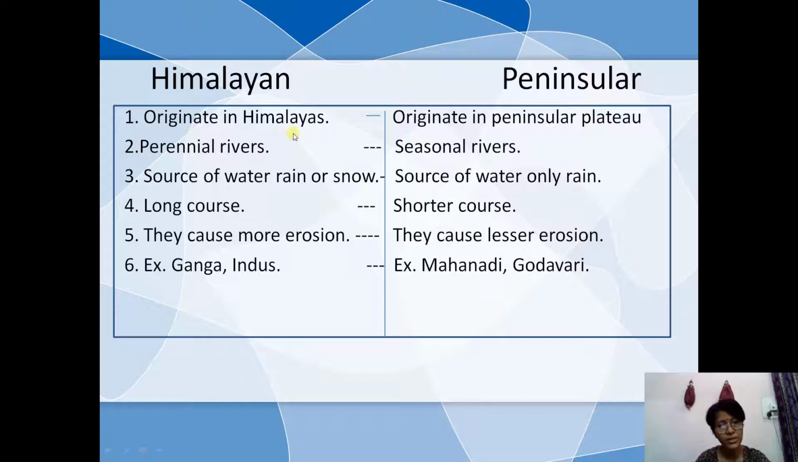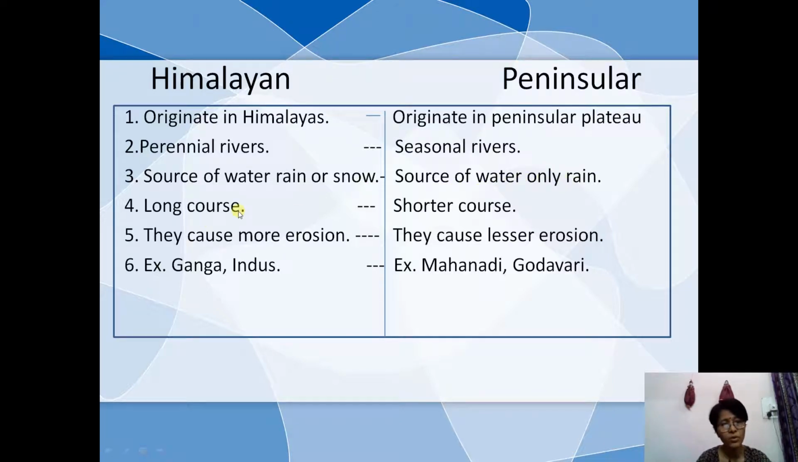Himalayan rivers originate in the Himalayas and peninsular rivers originate in the peninsular plateau. And Himalayan rivers are perennial, meaning throughout the year they flow. And peninsular rivers are seasonal rivers. That means whenever the rain occurs, during that time the river starts flowing, and when the dry season occurs, it may dry up. The sources of water of the Himalayan rivers may be rain or melted snow. For the peninsular rivers, the source of water is only rain.